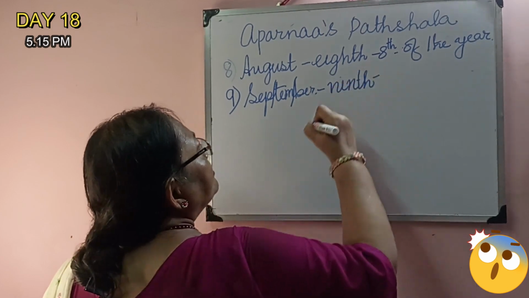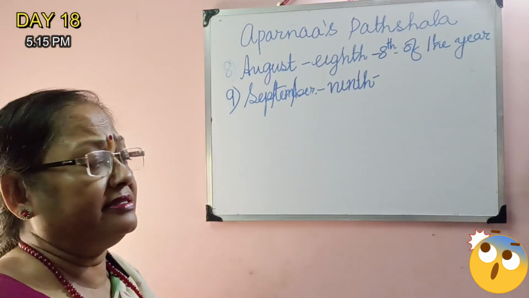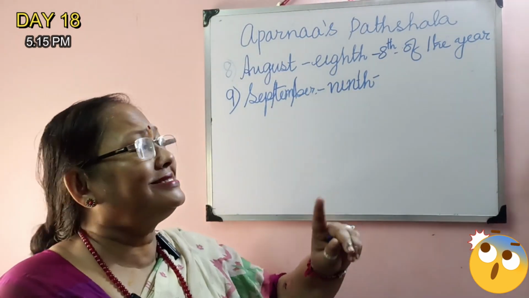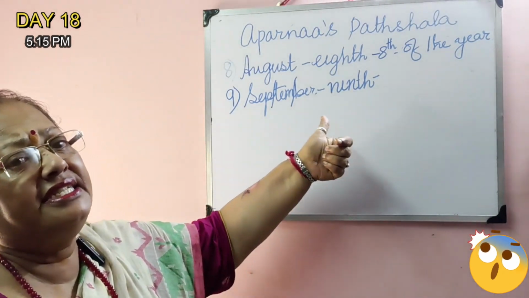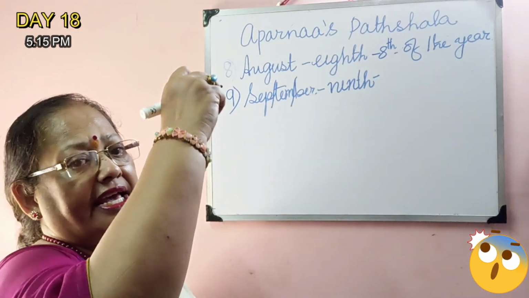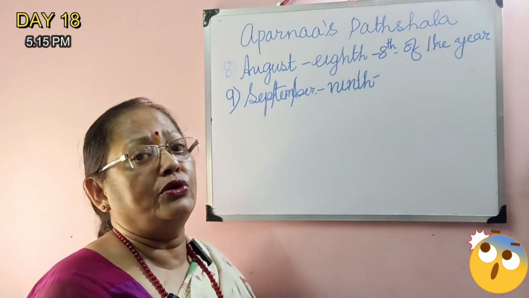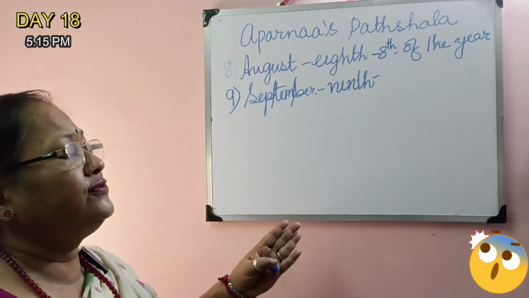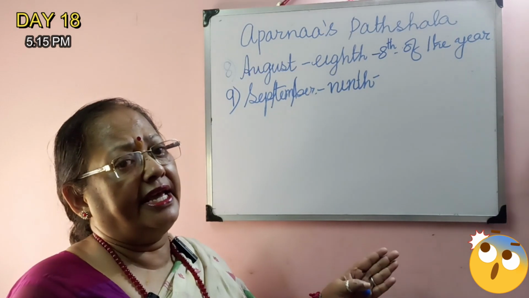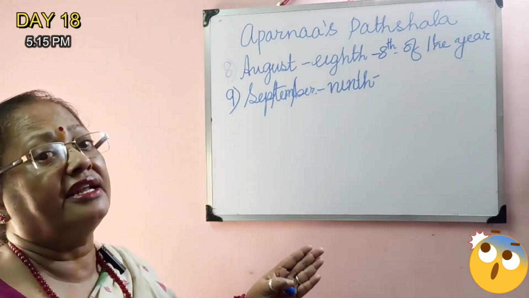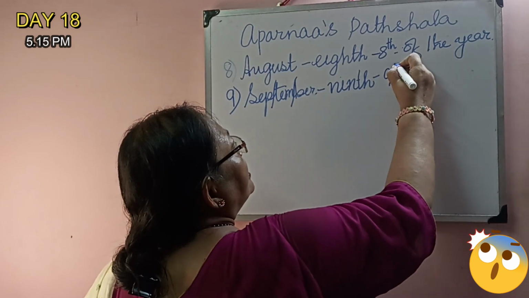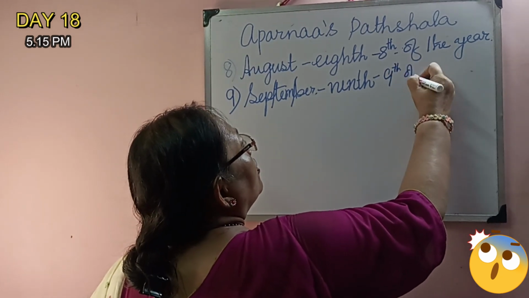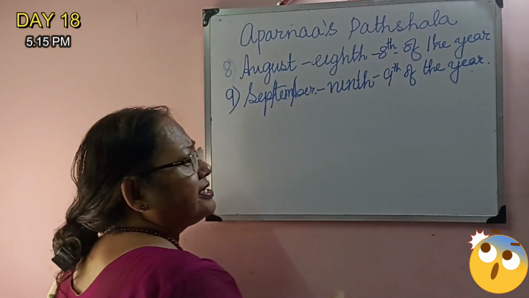9th, N-I-N-T-H. See, here is a chance of making a mistake. Don't write N-I-N-E-T-H. That is wrong. You have to write N-I-N-T-H, ninth. Ninth, that is 9th of the year. You got it?